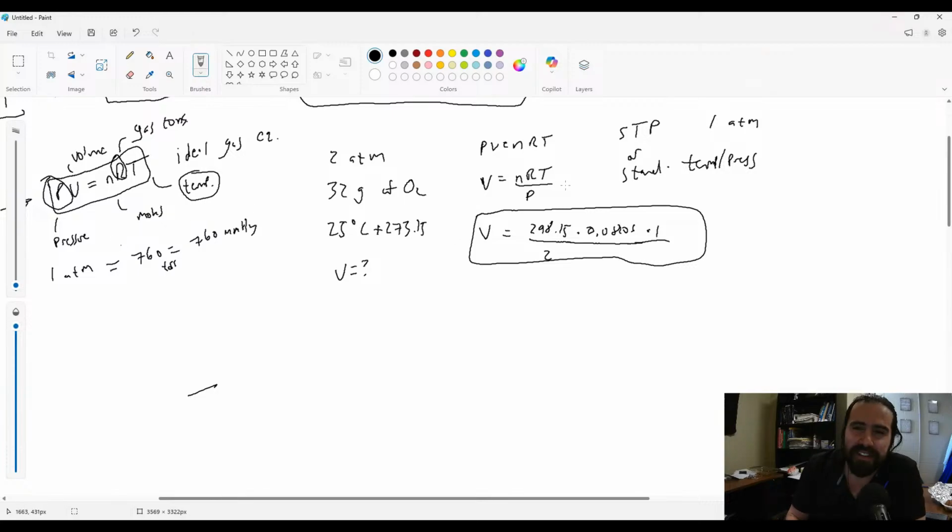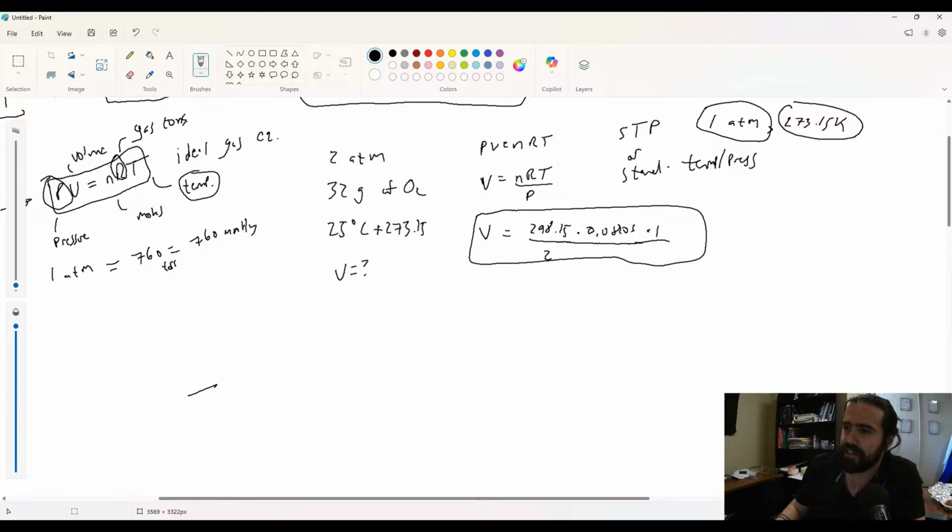So, standard temperature and pressure. This would be instances where you have 1 atmosphere of pressure and the standard temperature is 273.15 Kelvin. If you ever see something in homework, or if I give it to you on an exam, asking for standard temperature and pressure, and you're trying to solve for volume or something like that, assume 1 atmosphere of pressure and 273.15 Kelvin.